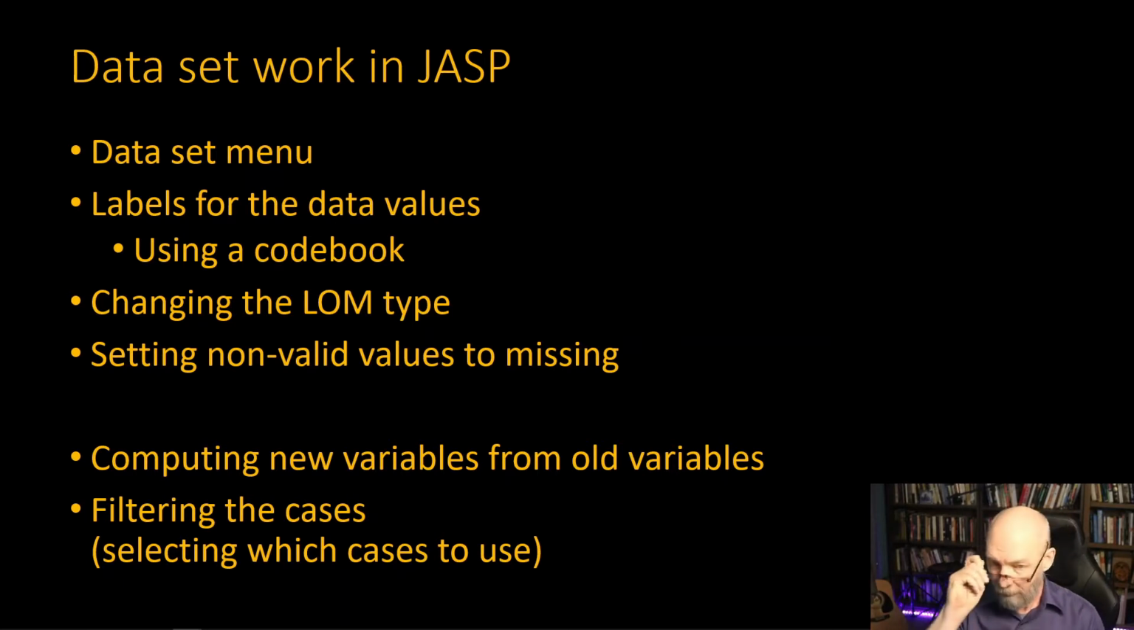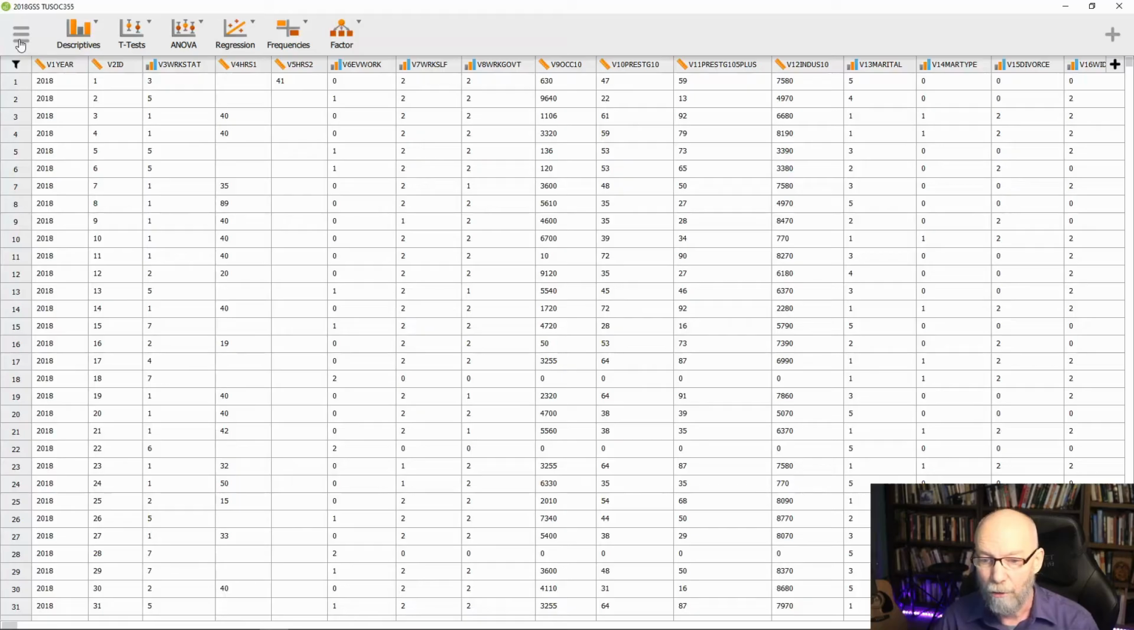So let's say that we're going to work with this work status variable, V3 WRKSTAT. Now WRKSTAT is the original naming convention for the variable that was put in when it was constructed, when the first data collection was done.